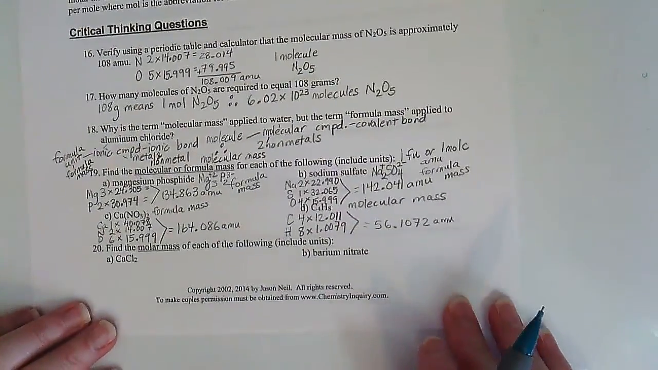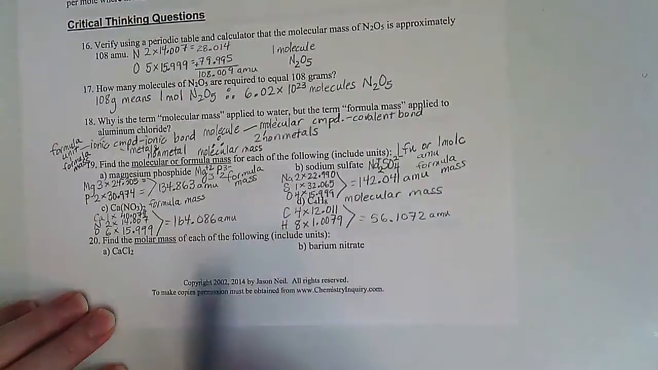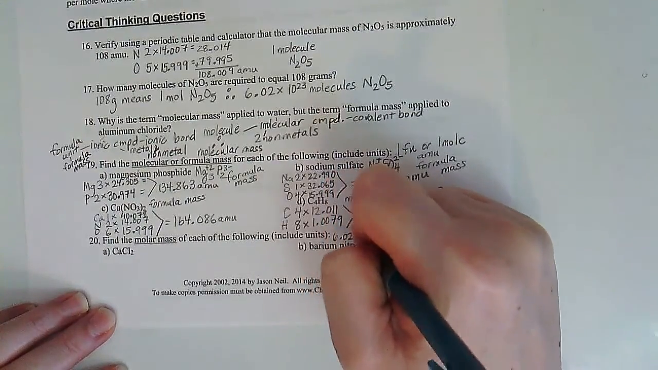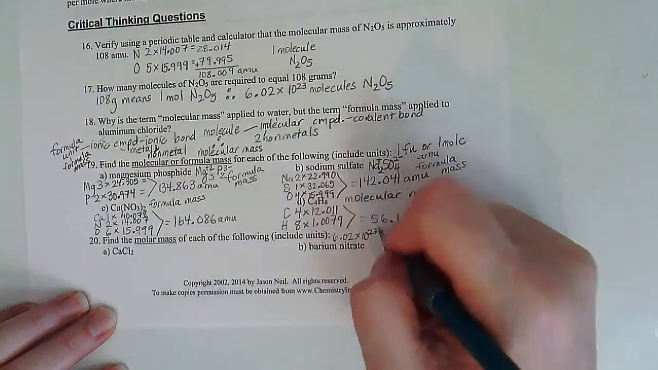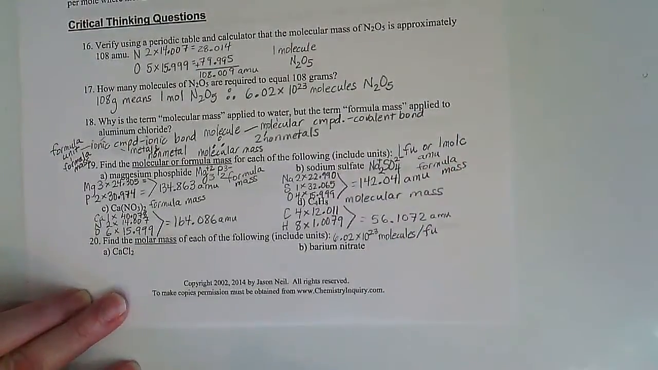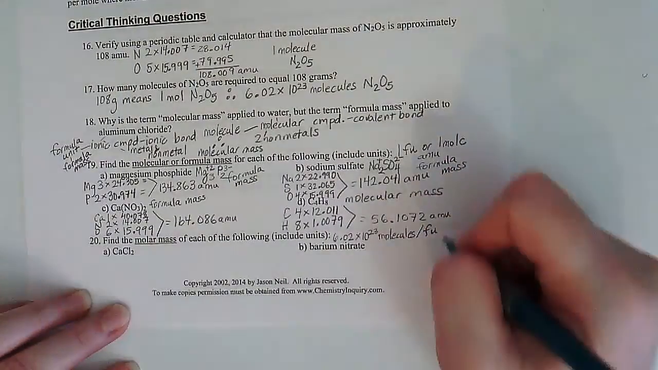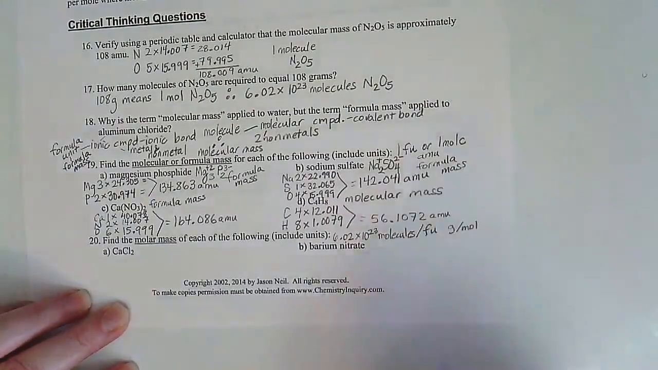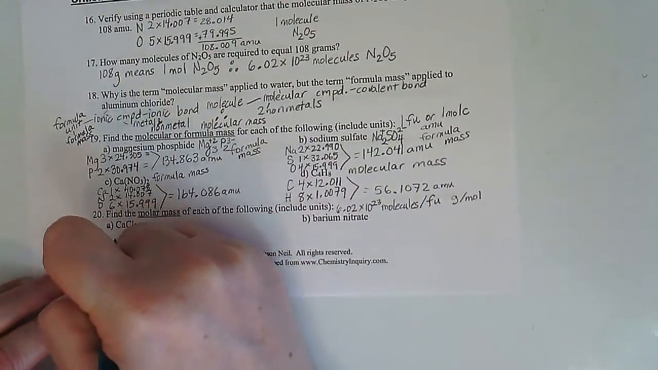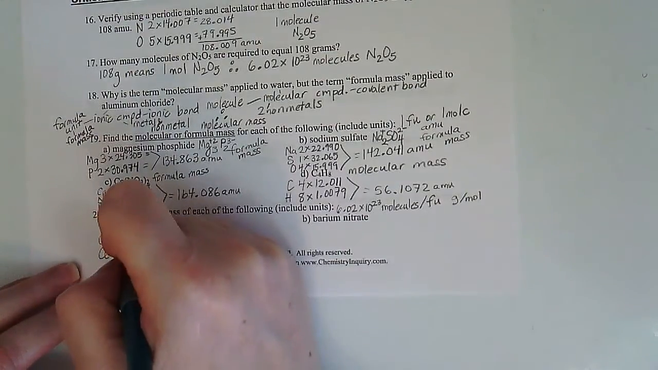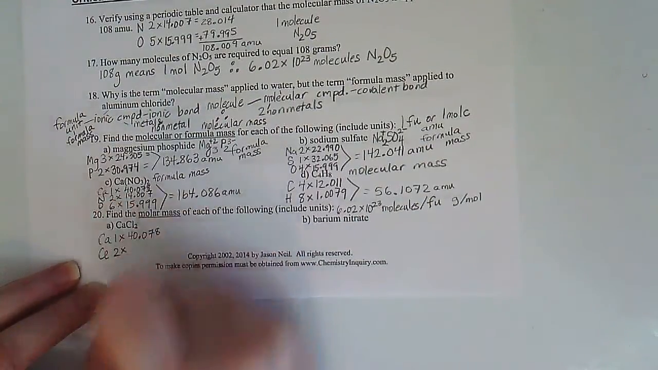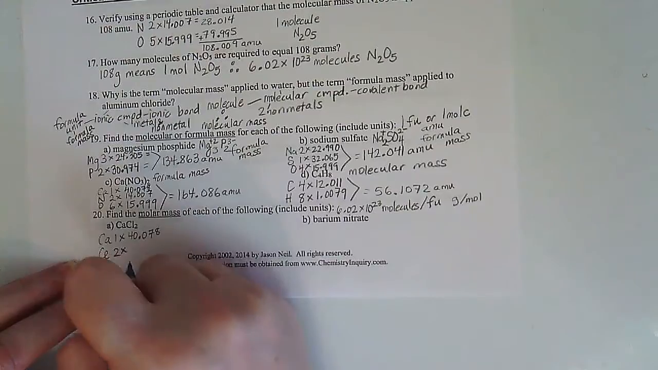Find the molar mass of each of the following, including units. So because this is asking for a molar mass, we're talking about 6.02 times 10 to the 23rd, either molecules or formula units, which means the units for these are going to be always in grams per mole. I still do them the same way. So I have calcium and chlorine. I have 1 calcium and 2 chlorines. Again, calcium is 40.078. Chlorine is 35.453.